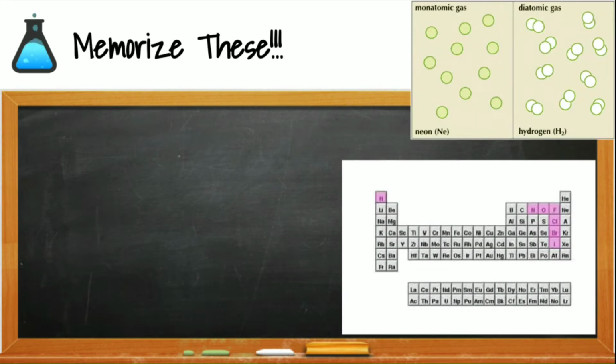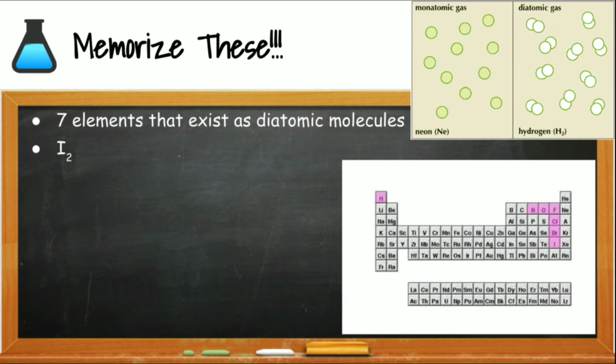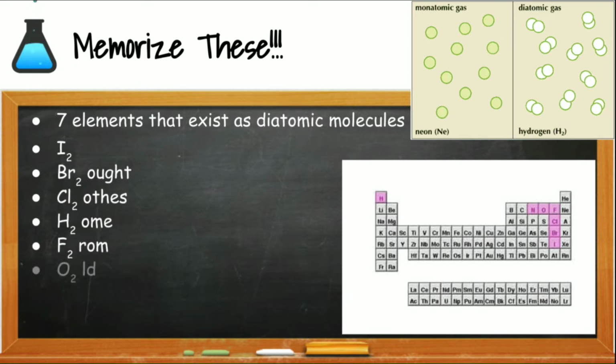Now, you will have to memorize the 7 diatomic elements, and you can do that one of 2 ways. I have been using a mnemonic device for a really long time, so I'll share that one with you. That mnemonic device is I brought clothes home from Old Navy. Using this mnemonic device, notice how when I wrote the element symbol, it is always followed by a subscript, a little small 2, which indicates that there are 2 atoms present there bonded together. So this is the mnemonic device I've always used.